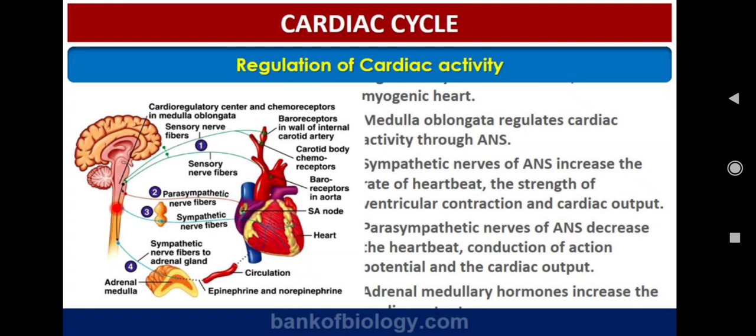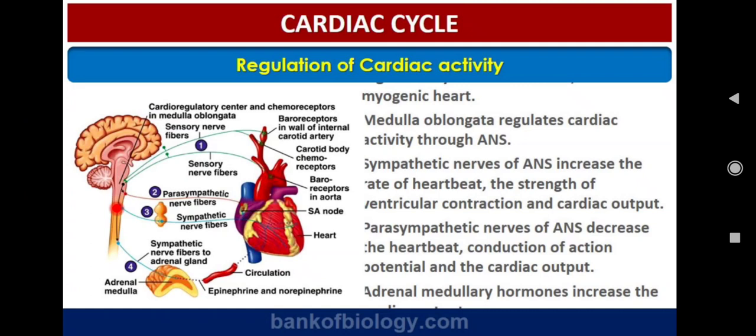See, this is regulation of cardiac activity. How will this cardiac activity be regulated? With the help of the brain. Myogenic heart. The medulla oblongata regulates the cardiac activity through ANS. What is the ANS? CNS means central nervous system. ANS, autonomic nervous system.